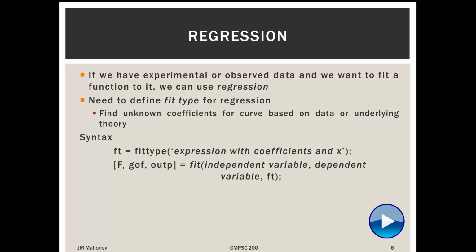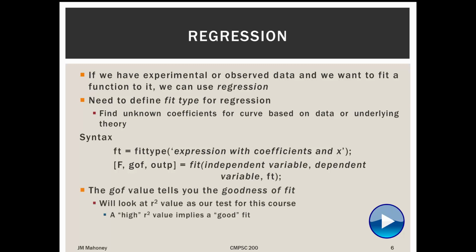And what we're going to get out are potentially three outputs here. The first is what I'm calling big F here. That is the actual function. So that's going to be the coefficients or the unknowns that Matlab determined best fit our function. The second output is going to be what I'm calling GOF, and that's going to be the goodness of fit, which I'll talk about in a second. And the third is going to be output, and that's going to give us some additional information of how Matlab ran this regression.